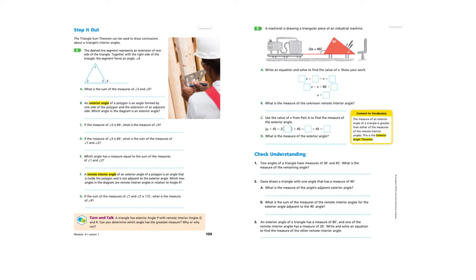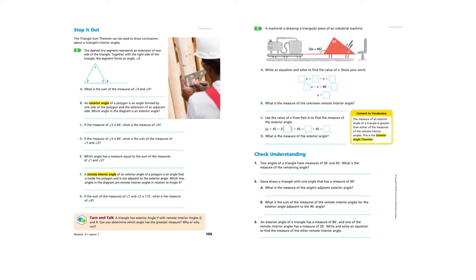All right, let's look at number 3. A machinist is drawing a triangular piece of an industrial machine. Write an equation and solve to find the value of x. Show your work. So they give you some help here. I would suggest try writing your own equation based on what you did in the step it out numbers 1 and 2. Then look at the equation help that they give you, see if it makes sense, see if you like yours better. I always think it's good to try it on your own first rather than doing exactly what they have prescribed. But you can do that just the way it is if you'd like.